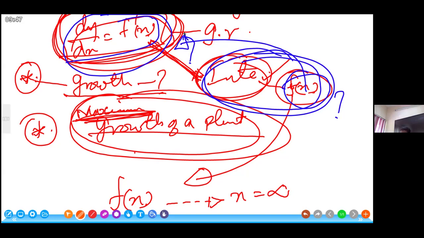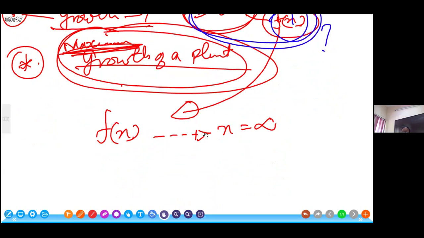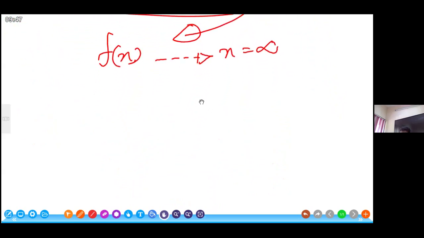Last time I mentioned this is an open book exam, but there is a restriction. What is that?